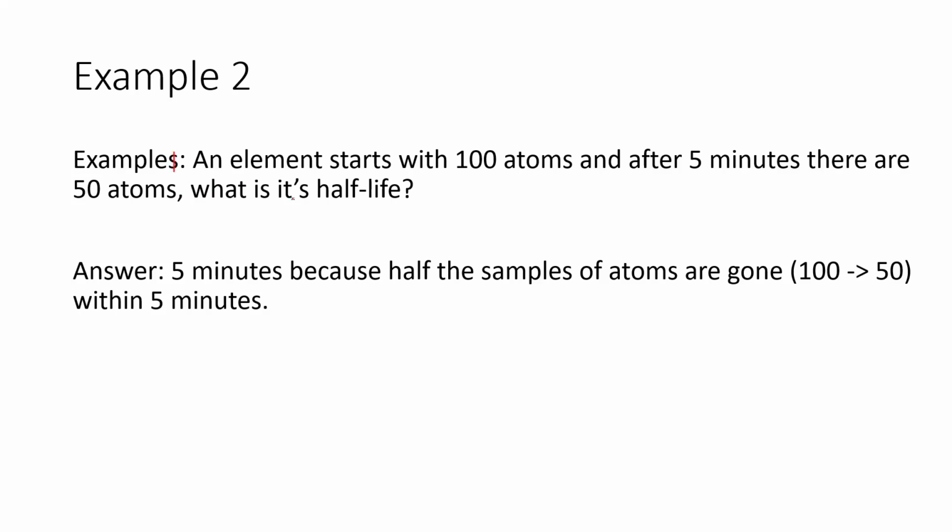All right, let's look at another example. An element starts with 100 atoms, and after 5 minutes, there are 50 atoms. What is its half-life? Well, its half-life is going to be the time it takes to reach half. As we started with 100, and now we have 50, there is now half the amount of atoms because half of them have decayed. This process took 5 minutes. Therefore, the answer is 5 minutes, because half the atoms that we had are now gone. It's gone from 100 to 50, and that's all within the space of 5 minutes.